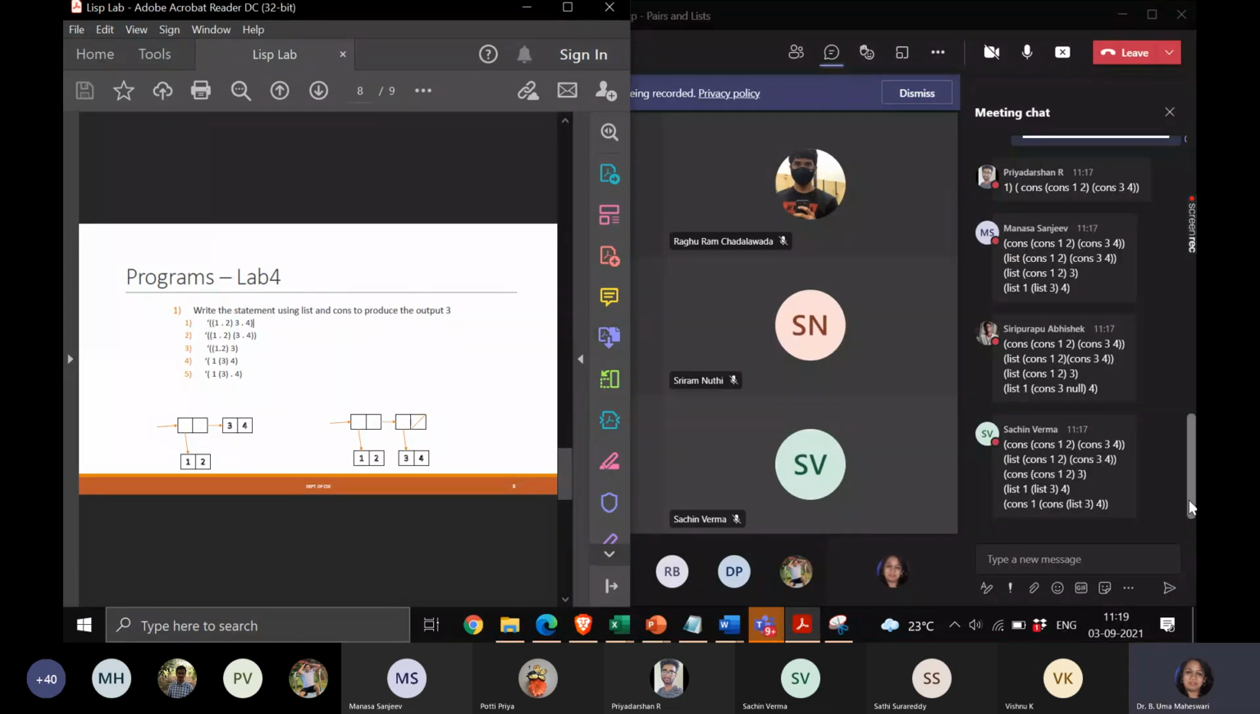Okay. So you will get many answers, yes. Let's move on to the second one. One, two inside a bracket, 3, 4 inside a bracket. So that means the dot is also available. So surely we have to go for the cons.